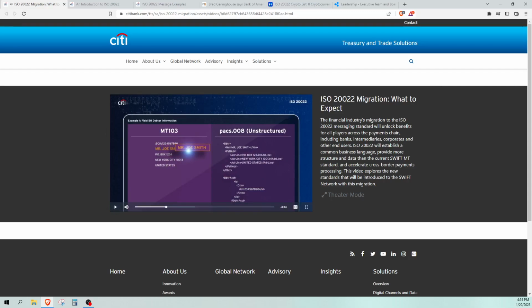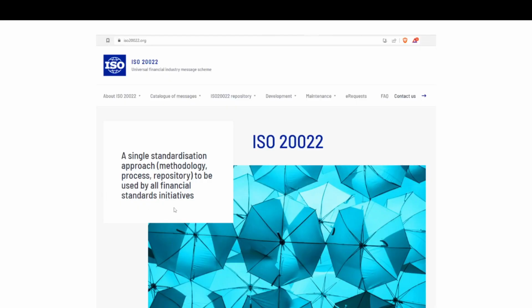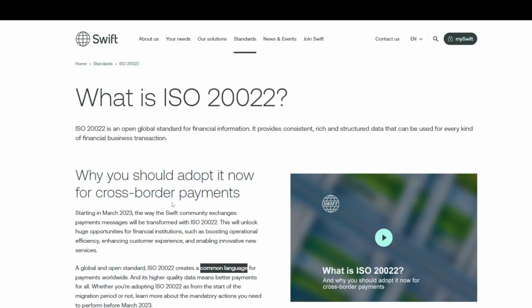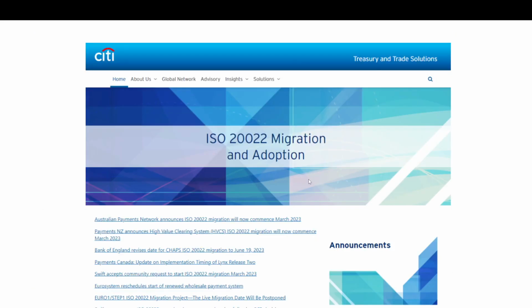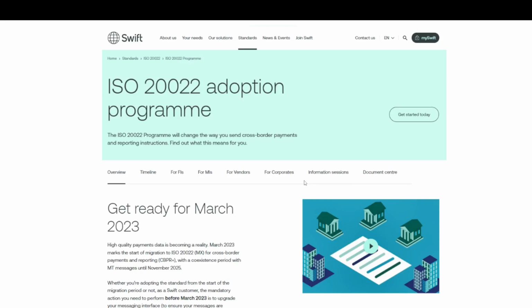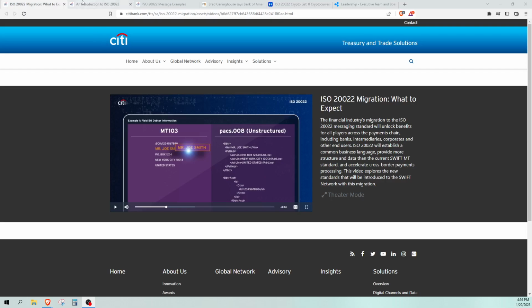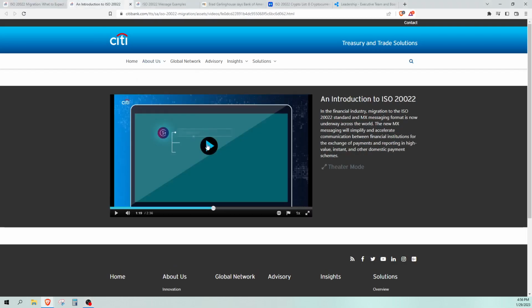So I have here the actual definitions. It's basically common language for all of the banks, all the financial institutions, the timeline, which should wrap up in 2024, migration and adoption, like I just showed you. They have a lot of videos here. Actually, Citibank has a lot of nice ones. Like, for instance, this one is a good breakdown too as well.